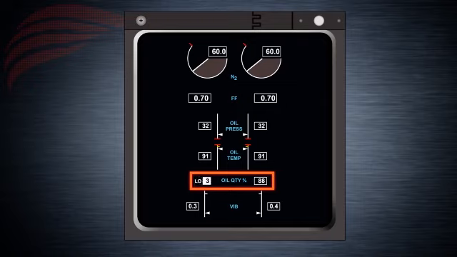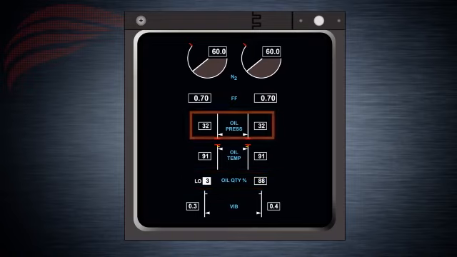A low quantity message appears when oil quantity decreases below 4 liters during at least 35 seconds. Also, the related quantity indicator's color inverts to alert the pilots of the oil shortage. Oil pressure indicators measure and display oil pressure in PSI, pounds per square inch.